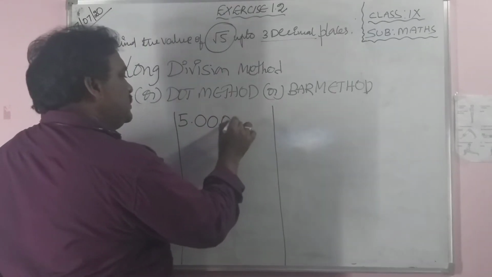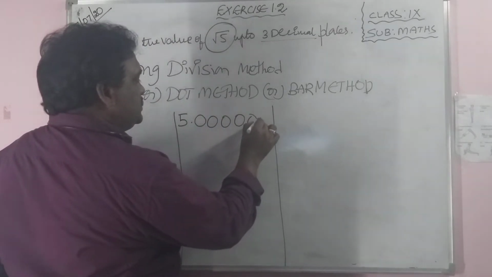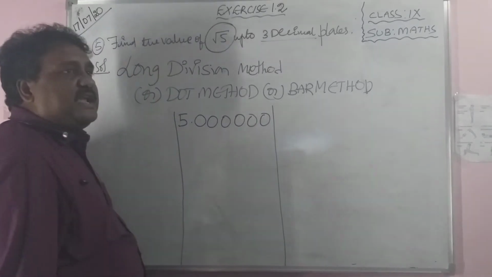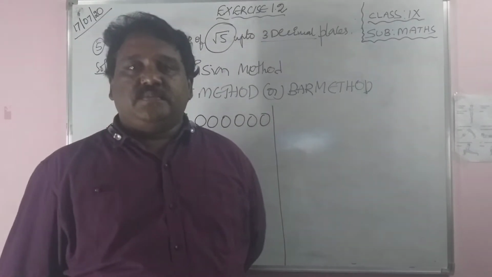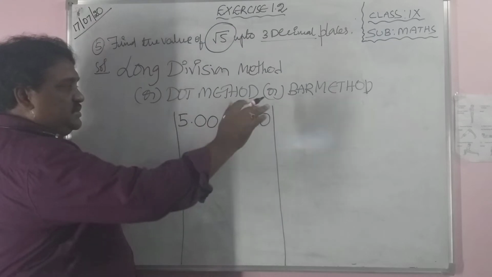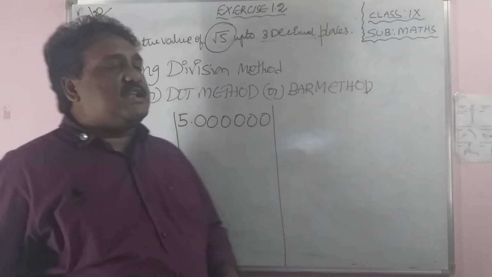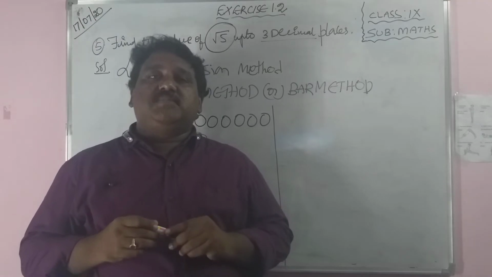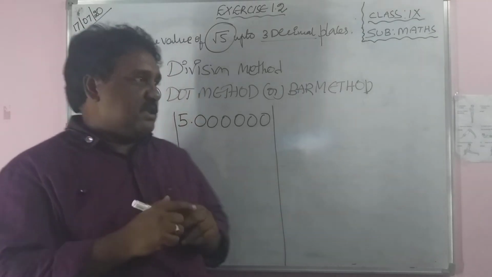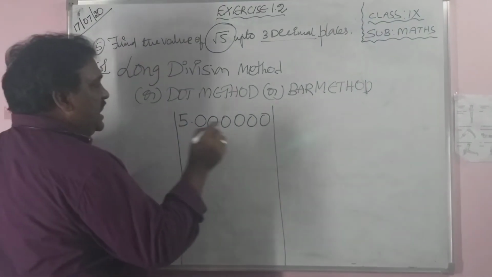So, how many zeros to write? 6 zeros to write. Your wish, or you can write 8 zeros. Your wish. So, my choice is 6 zeros. And what is the name of the method? Long division method, or dot method, or bar method. What is that? Follow clearly.